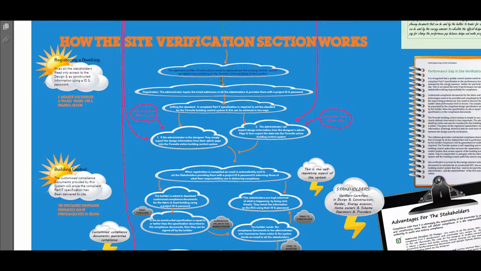The supervising professional needs to administer the online building control system for a fee of £200 and register the stakeholders' contact details and email addresses online. A compliance standard needs to be set for the building control system, and there are two options. The design information stored by the designer can be exported to the administrator's admin page, or if the designer is the administrator, they can import the design information directly into the online building control system.